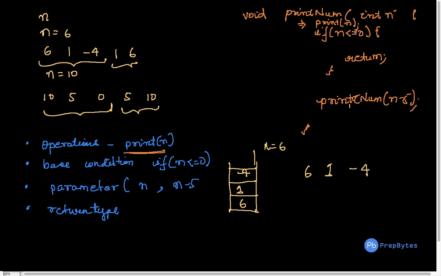We check if n is less than or equal to 0, yes, so we simply return. When we return, we come back here, there is nothing to be done. Again, we come back. So let's say we are here at minus 4, we return. When we return, we come back here. If there had been some sort of operations here, that would have happened. Again, come back here, and then eventually we go to the main function which called this function. So this is 6 1 minus 4.